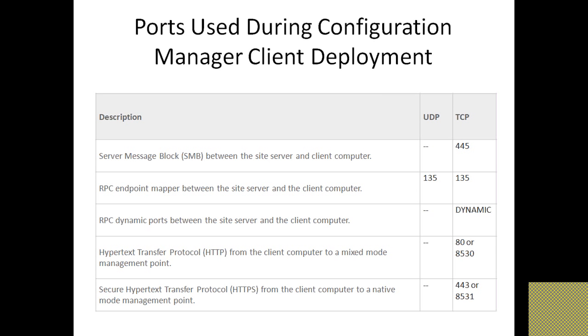So here are the ports which are used during the Configuration Manager client deployment. The first one is SMB, the Server Message Block between the site server and the client computer, and it uses TCP port 445. And the most important which we want to see is HTTP from the client computer to the management point, which uses TCP port 80 or 8530, whereas the secure HTTPS protocol uses port 443 or 8531.